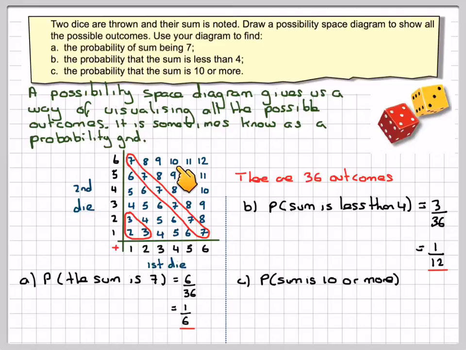Last part, the probability the sum is 10 or more. So that does include 10 because it says 10 or more. So we can put a ring around them. There's 6 different ways that can happen when you throw two dice. There's going to be 6 out of 36, which is equal to 1/6. So this is a brief introduction to possibility space diagrams or probability grids.